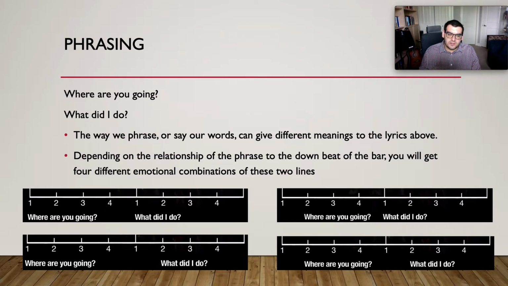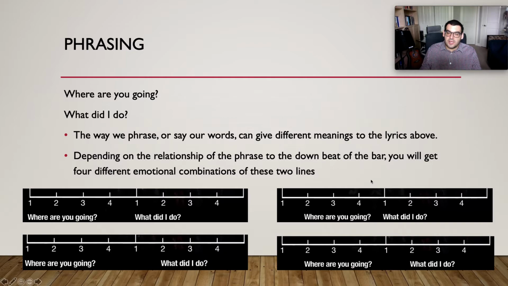Okay, let's shift it. Let's keep where are you going right on the downbeat of our first bar, and let's move what did I do to beat 2 here. Here we go. 1, 2, 3, 4. Where are you going? What did I do? Again. See, there's a different emotional response there. It's not right on the beat.